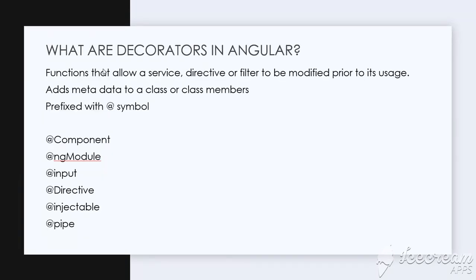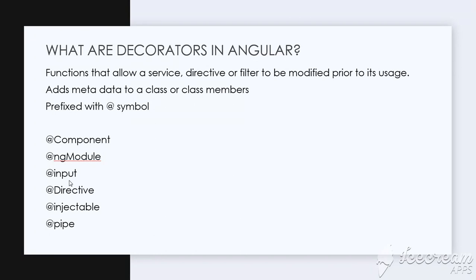So what are decorators in Angular? Decorators are some functions that are adding metadata to your class or members of your class. You must have seen them in Angular a lot. They are prefixed with this @ symbol. So @Component, for example, you define, and inside this decorator you have, for example, an HTML file, a TS file, and a CSS file. And similarly we have @NgModule, @Input, @Directive. These different kinds of decorators that we use in Angular.